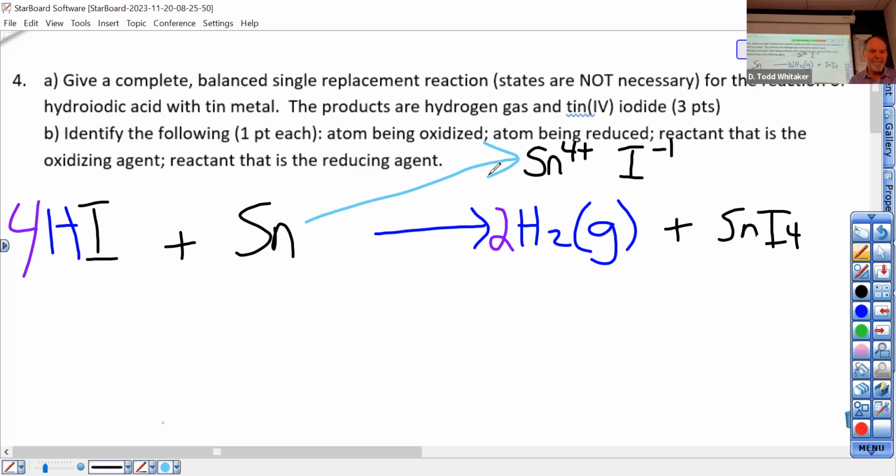But anyway. So tin is becoming oxidized, correct? That's one of the answers. I'm getting rid of the blue arrow. Yeah, OIL RIG's a good way to go. Or tin losing electrons, oxidation. Tin is becoming oxidized.